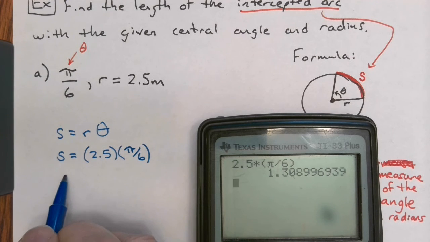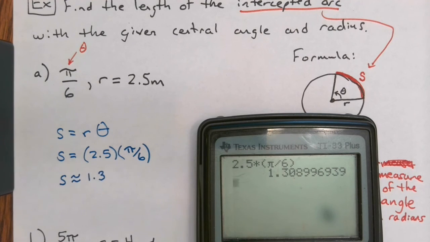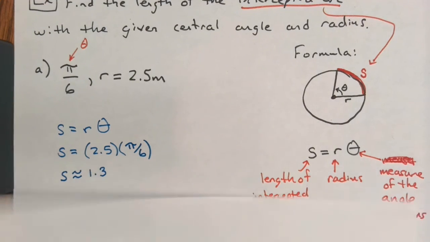So the intercepted arc, the arc length there, is approximately equal to 1.3. It would be 1.3 meters because we do have meters in this problem, but you could definitely do that without the units on it, and I'm not going to be super picky about that.